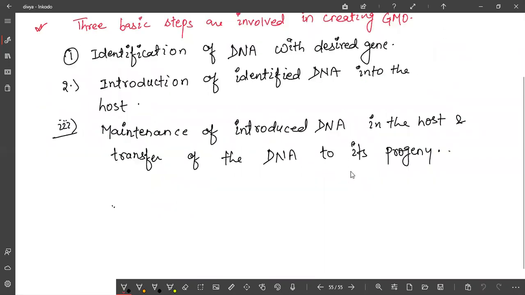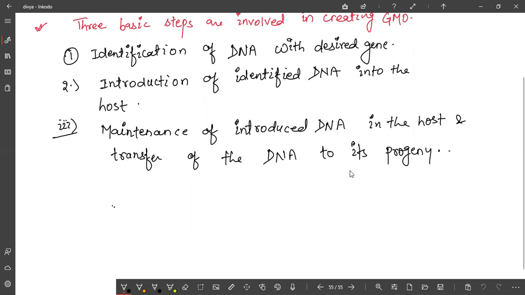Once repeat, because this is a question of board examination also. The question is like, what are the basic steps that are involved in creating GMO? Identification of DNA with desired gene, then introduction of identified DNA into the host, then maintenance of the DNA in the host and transfer of the DNA to its progeny. Progeny means offspring or daughter cells. So these are the steps that are involved in creating GMO.